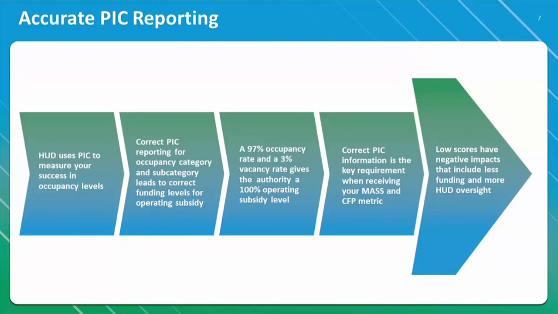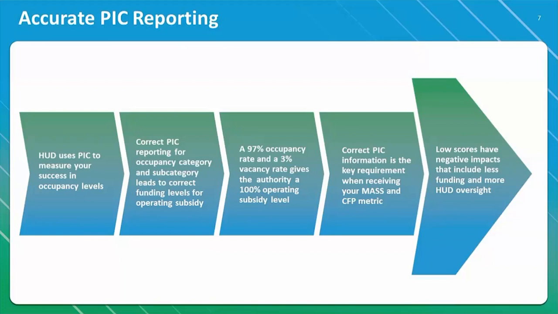Typically, the benchmark would say we want you to be at a 97% occupancy rate with a 3% vacancy rate. That essentially would achieve, at the authority level, 100% funding at the subsidy level. So those are the parameters for funding levels to keep in mind when we talk about occupancy and funding. Operating subsidy is highly sensitive to occupancy data information and, of course, the associated vacancy rate.